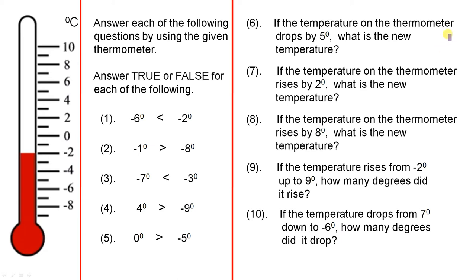If the temperature on the thermometer drops by 5 degrees, what is the new temperature? So the temperature on the thermometer is this one here, as we can see. That's what that's referring to. If the temperature on the thermometer rises by 2 degrees, what is the new temperature? If the temperature on the thermometer rises by 8 degrees, what is the new temperature?